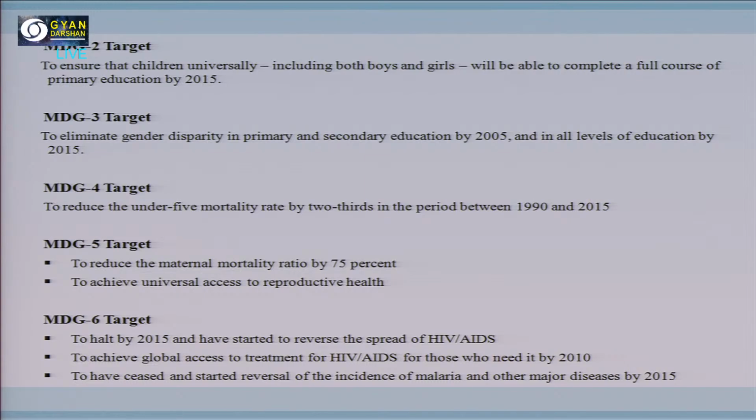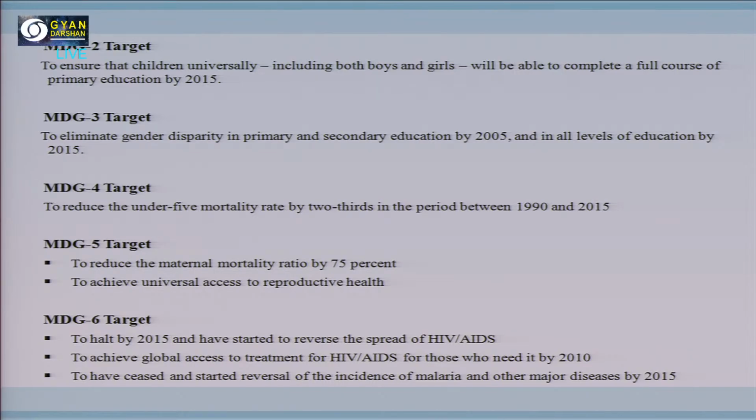Then the third target was to reduce or eliminate gender disparity in education between male and female. The fourth was to reduce the under-5 child mortality rate below 34 per 1000 children; the death rate must be less than 34 for children under 5 years of age. Then to reduce maternal mortality to less than 120 per 1 lakh childbirths. Then also to eradicate malaria, HIV/AIDS and other diseases, and promote environmental sustainability.